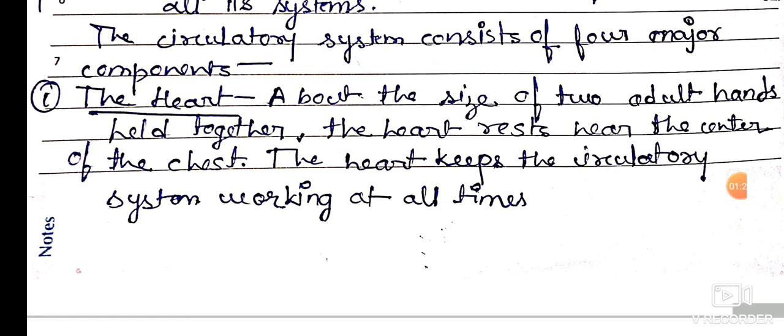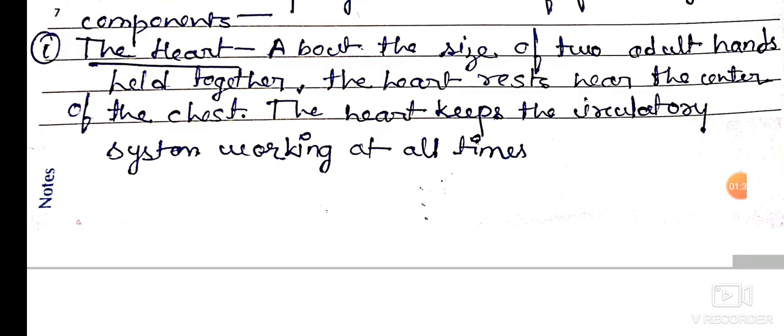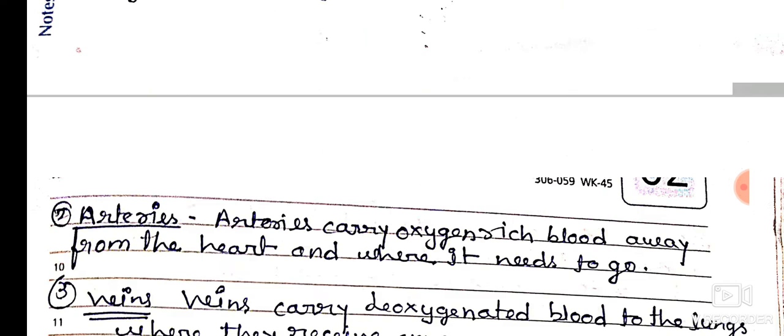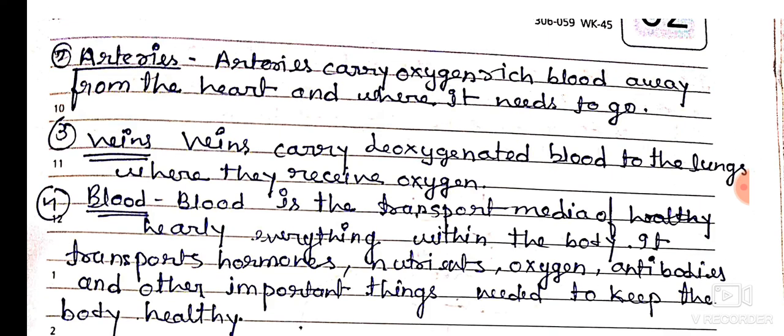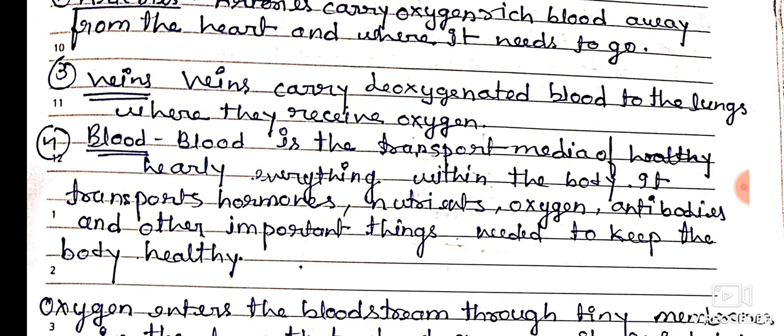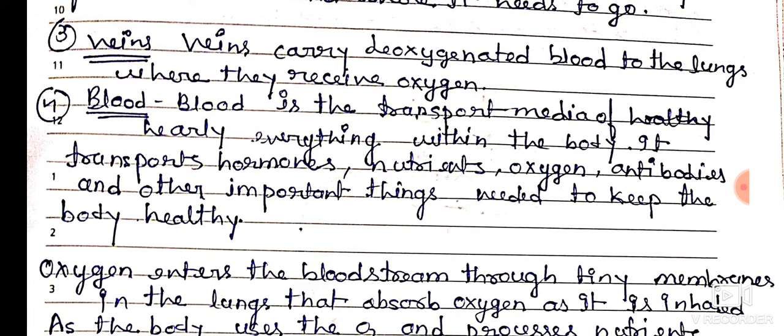The circulatory system consists of four major components. First is the heart. About the size of two adult hands held together, the heart rests near the center of the chest. The heart keeps the circulatory system working at all times. Second is arteries. Arteries carry oxygen rich blood away from the heart to where it needs to go. Third is veins. Veins carry deoxygenated blood to the lungs where they receive oxygen.